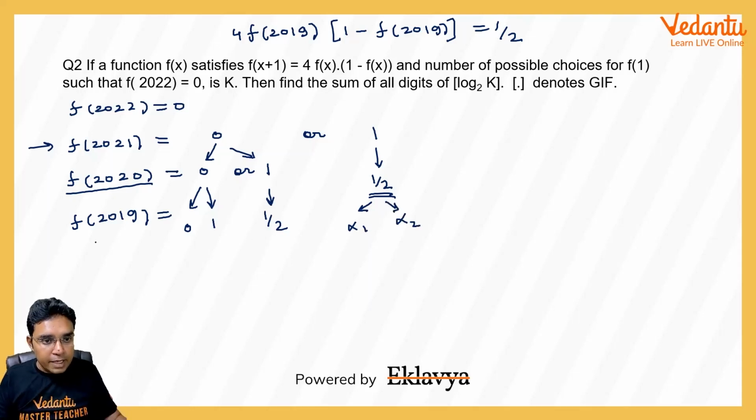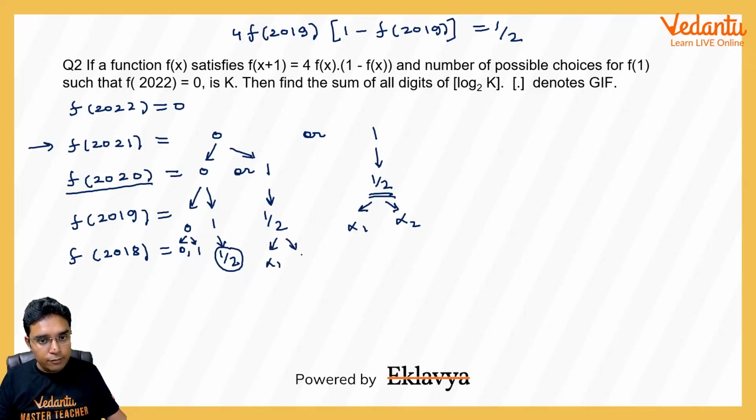Now once again we have got f of 2019, which is having 5 values. Now for 2018, I think after that I'll be able to tell you the pattern. This is 0 or 1 corresponding to this 0, and corresponding to this 1, this will be half only. Corresponding to half, it will be alpha 1 and alpha 2.